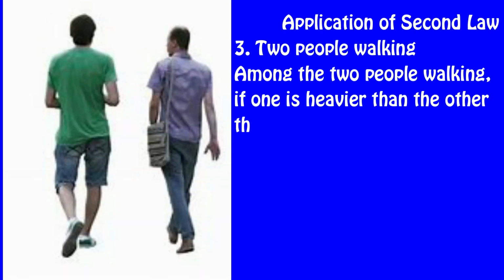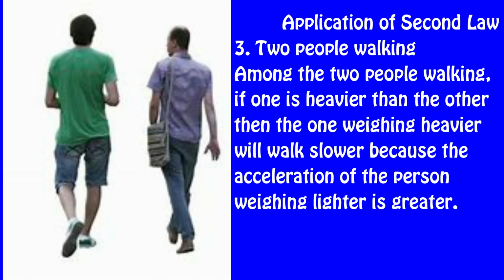Another application: two people walking. Among the two people walking, if one is heavier than the other, then the one weighing heavier will walk slower because the acceleration of the person weighing lighter is greater. That is the concept of the second law of motion.